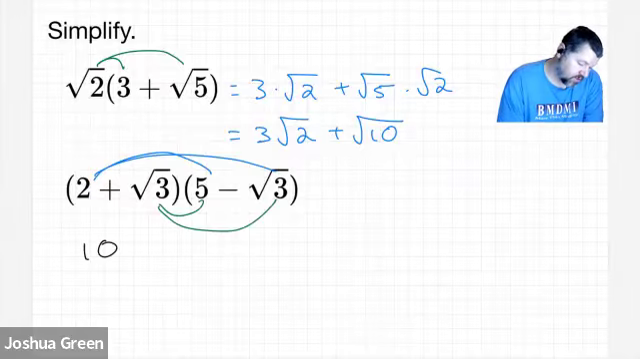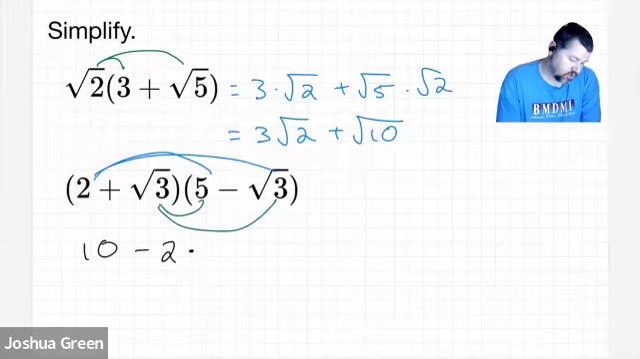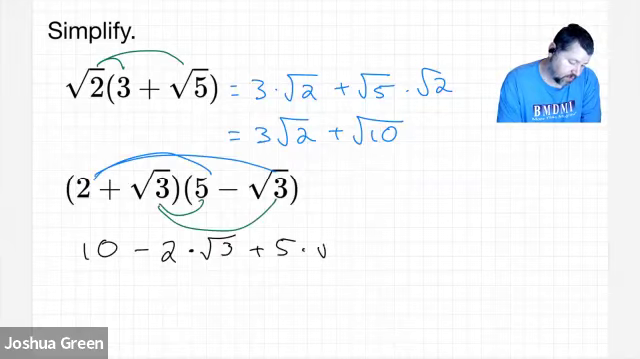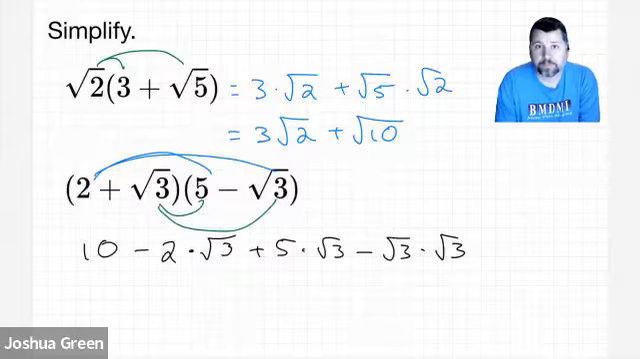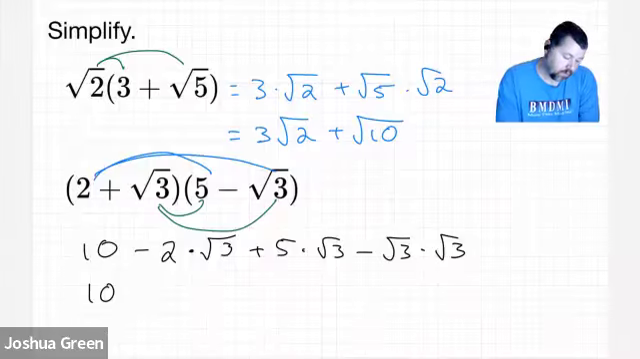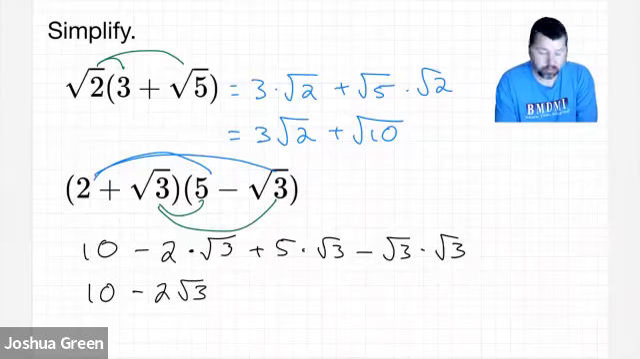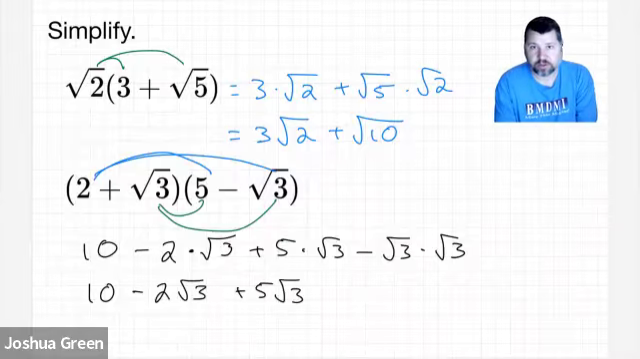So going through that process, I'll get 2 times 5, which is 10, minus 2 times the square root of 3, plus 5 times the square root of 3, minus the square root of 3 times the square root of 3. As we stated before, the 2 here, I cannot multiply with the 3, so I'm just going to keep it as 2 square root of 3. The same thing with the 5 here. I'll keep it as 5 square root of 3.